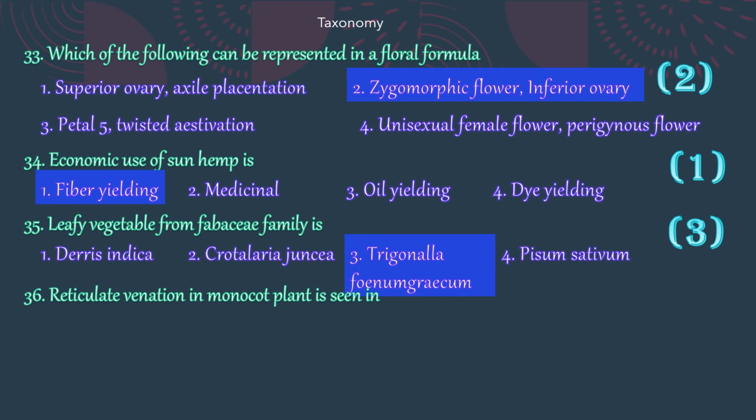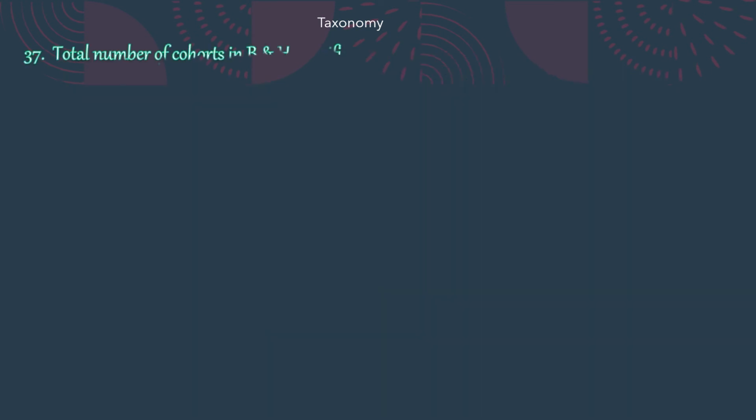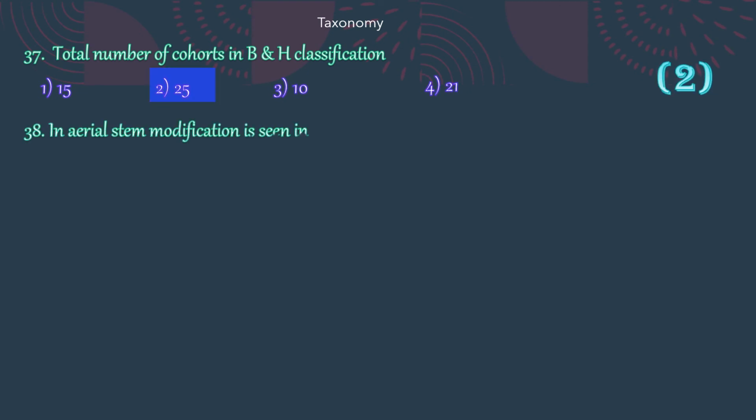Reticulate venation in monocot plant is seen in: option 1, Spanish dagger; option 2, Sarsaparilla; option 3, Meadow saffron; option 4, Glory lily. The answer is 2. Total number of cohorts in B and H classification: option 1, 15; option 2, 25; option 3, 10; option 4, 21. The answer is 2, 25.